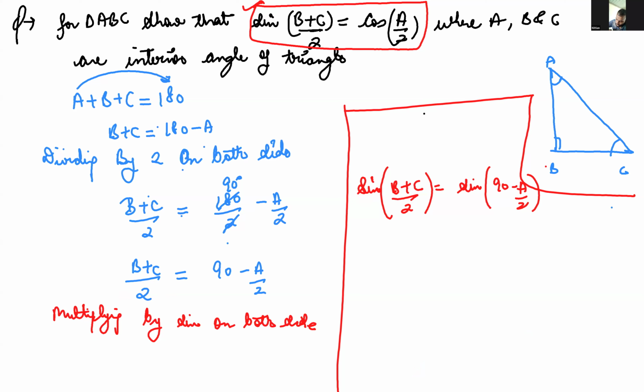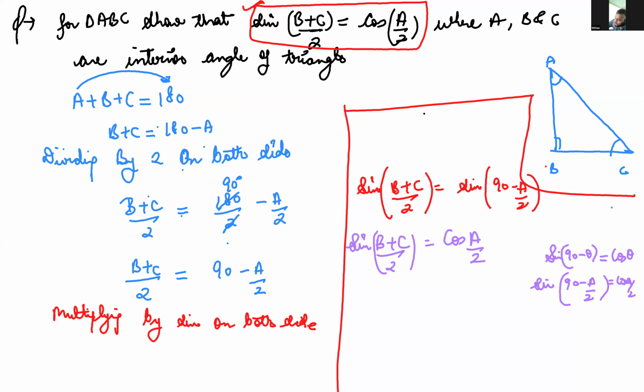Now we know this formula. What is the formula we know? That sine(90 minus theta) is equal to cos theta. Now here it is written that sine(90 minus a by 2) will become cos a by 2. Yes or no? So in the same way, sine of (b plus c) upon 2 will become cos a by 2. That is what we have to prove. We only have to prove that sine of (b plus c) upon 2 is equal to cos a by 2.